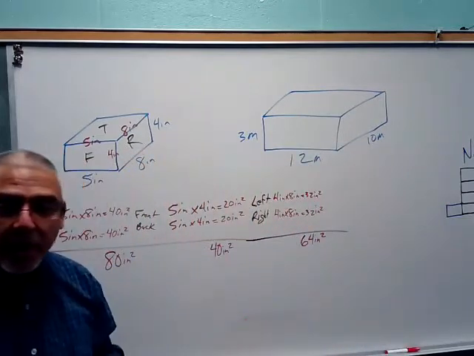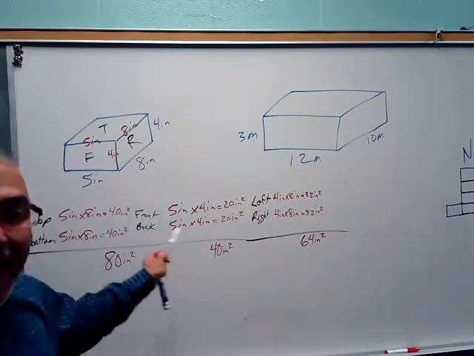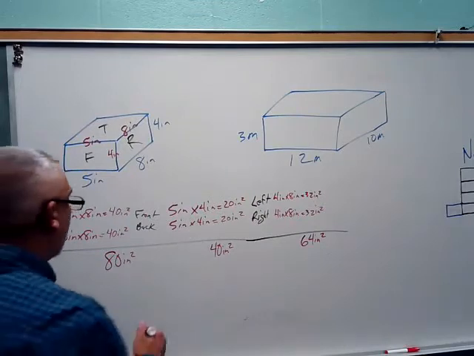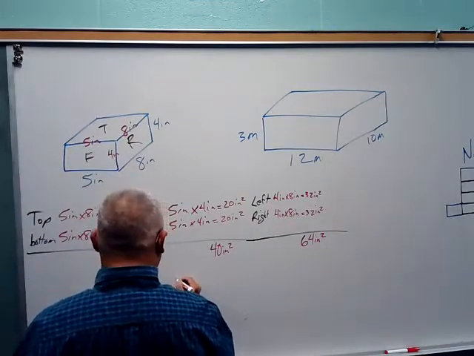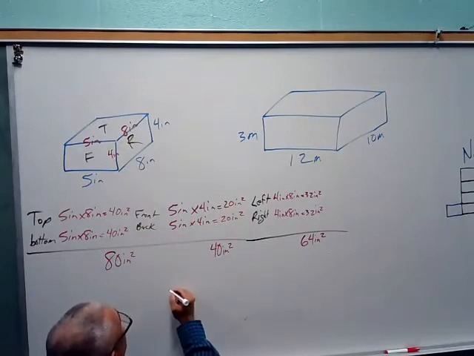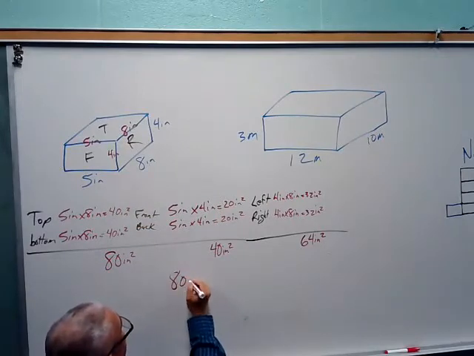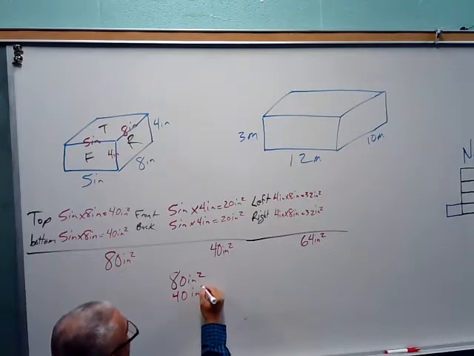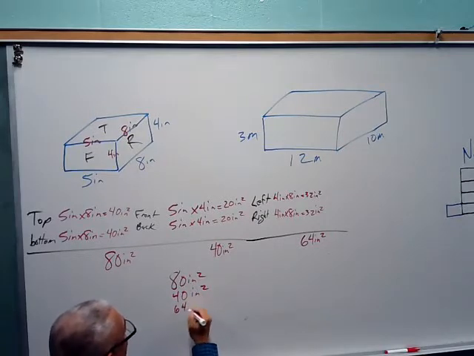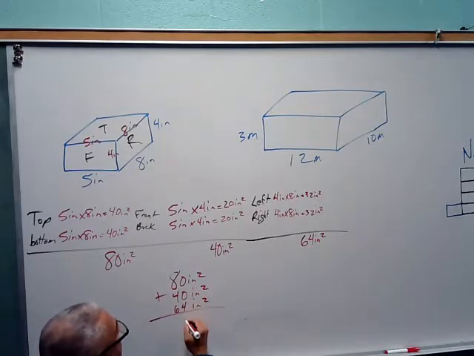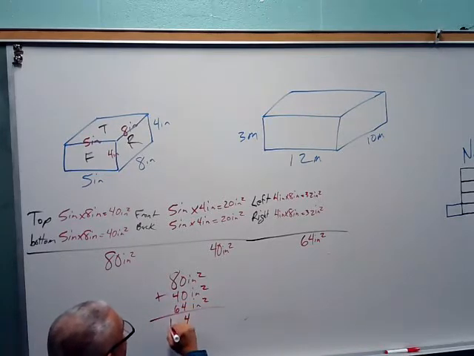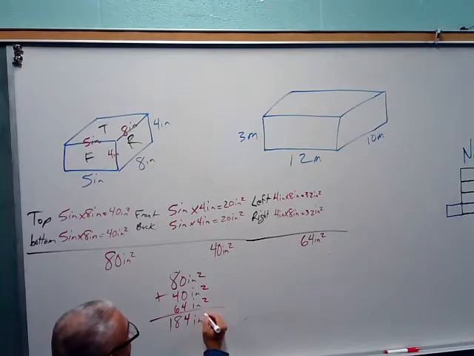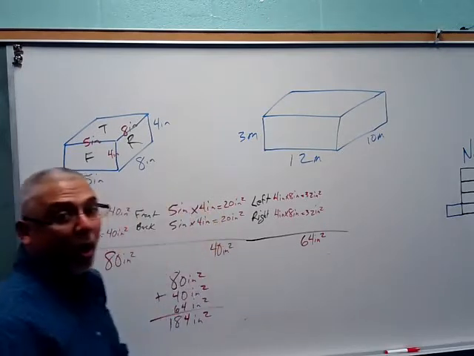Am I done? No. We still have to add all 3 of these up. So I'm going to go 80 IN to the itty bitty 2 and 40 IN to the itty bitty 2 and a 64 IN to the itty bitty 2. All right, that's a 4. That's 10. That's 184 IN to the itty bitty 2. And you are done.